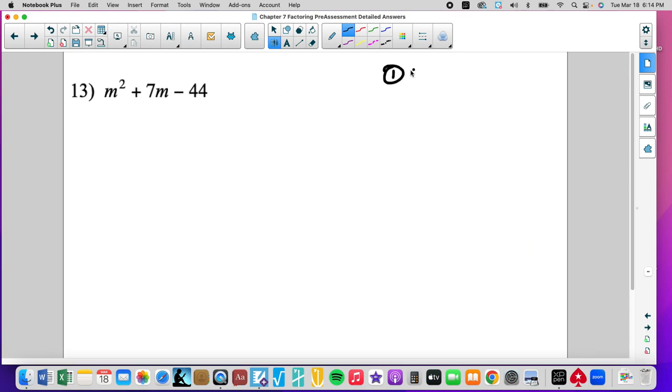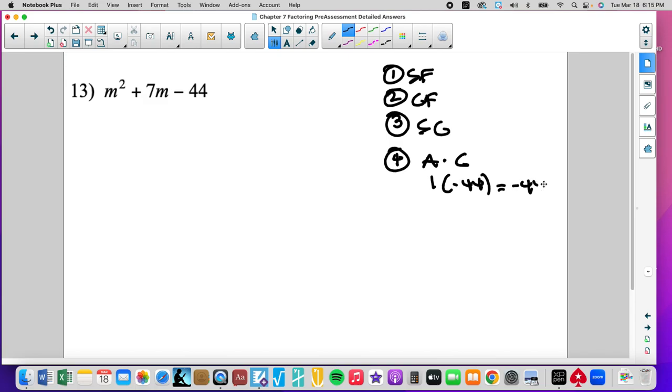Okay? Standard form, yes. Common factor, no. Special case, no. A times c. So a is 1, c is negative 44. 1 times negative 44 is negative 44. So factors of 44 are 1 and 44, 2 and 22, 3 no, 4 yes, 4 and 11, 5 no, 6 no, 7, 8, 9, 10, and then we're back around to 11. So those are my factor pairs.